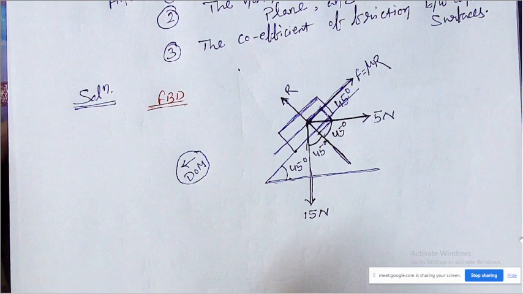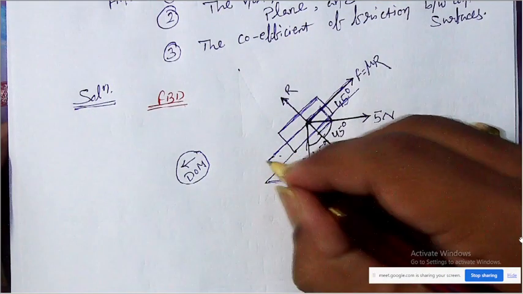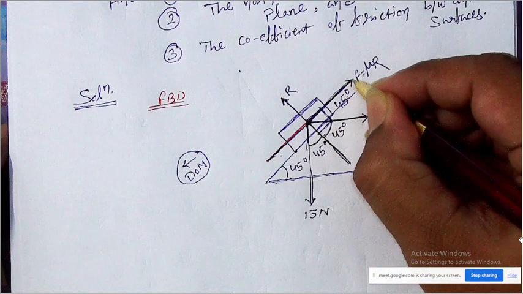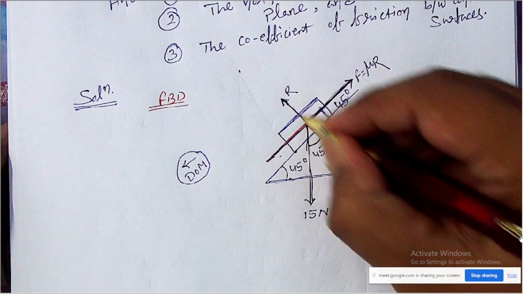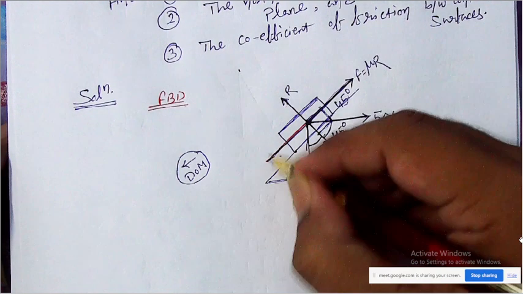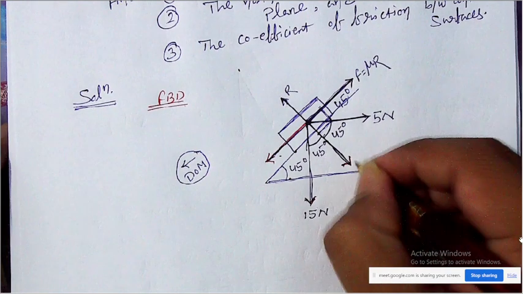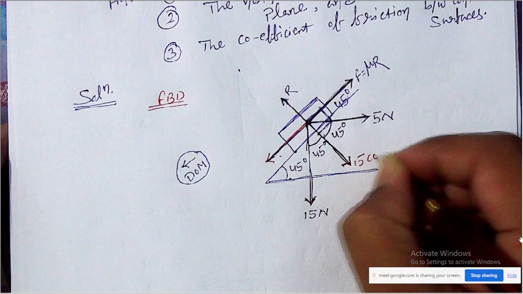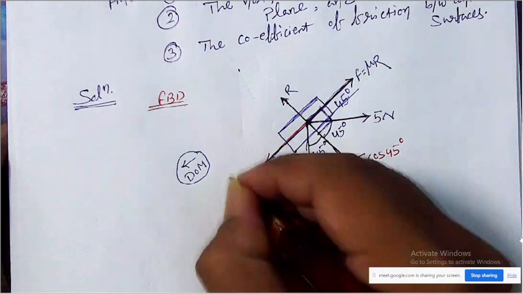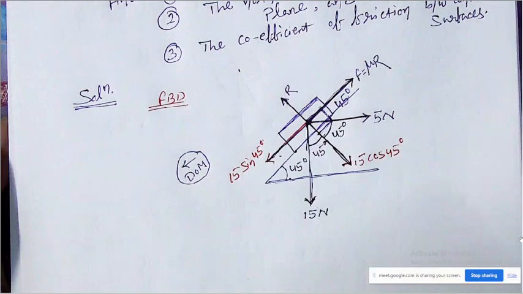Listen, now we are more concerned about this. This is your which line? Horizontal plane, and this is your vertical plane. So, what are the components? This is an outward force. So, what are the components? And this component is 15 sine whatever degree. Okay.